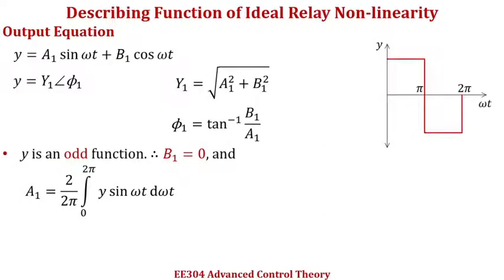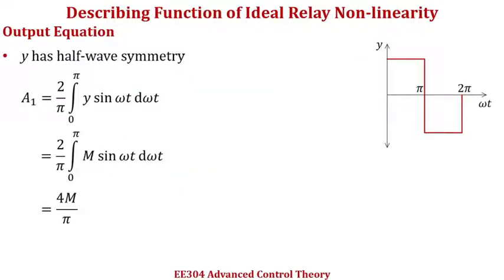From the fundamentals of describing function analysis, we have the expressions for y1 and phi1. We also know that y is an odd function and therefore the coefficient b1 is equal to 0, and we have the expression for a1 like this. The waveform of y has half wave symmetry, so a small modification is given to the expression for a1 and we can determine the value of a1 to be 4m by pi.